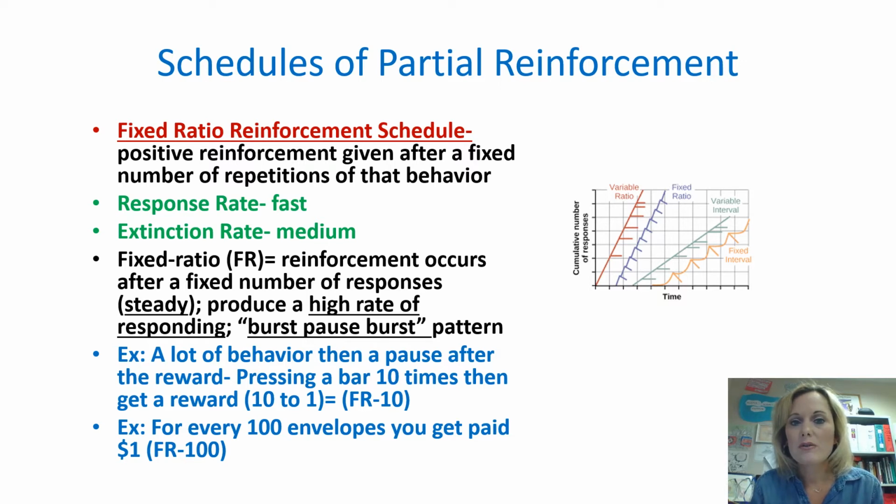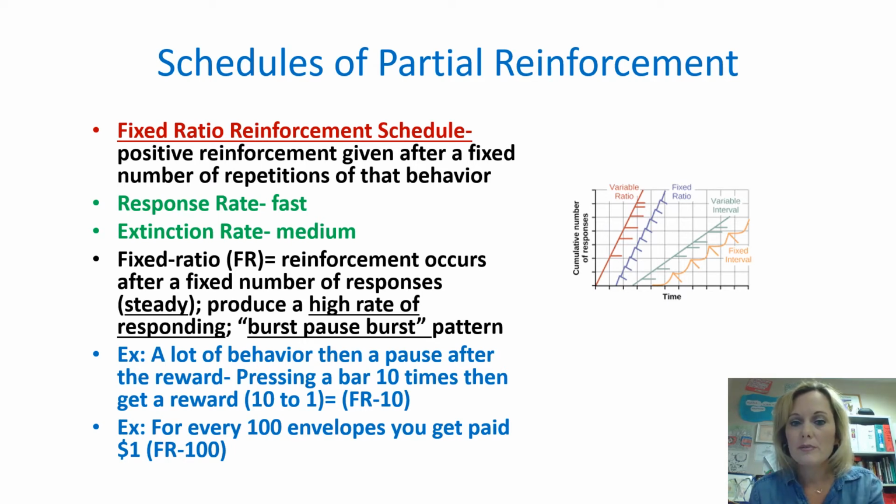So fixed ratio is fixed and also based on behavior. What you need to remember is, is the example giving you behavior guiding it, or is it time? Time is interval and ratio is behavior. So fixed ratio is I'm looking at behaviors guiding the reinforcement. Positive reinforcement is given after a fixed number of behaviors, and then there's a pause. This one really goes with burst, pause, burst.